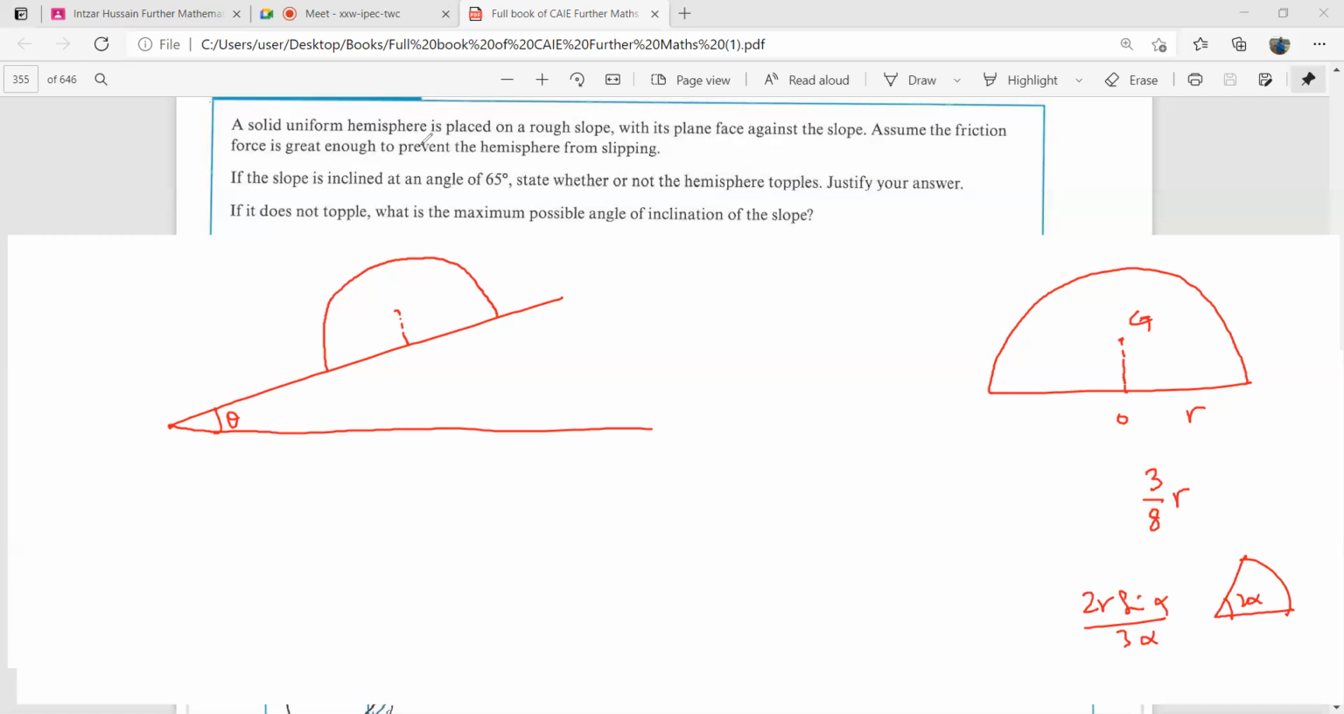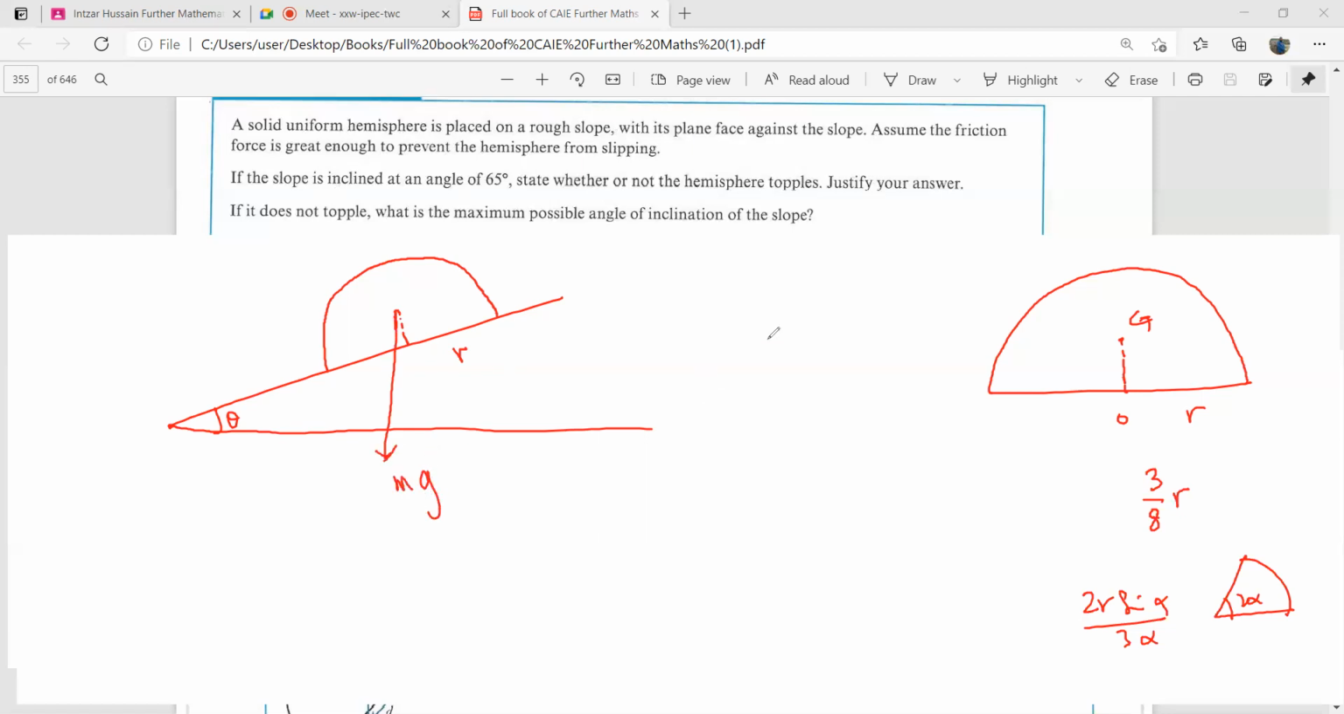What is the radius given? Let me read. The radius is not given, so we have to assume that the radius is R, and that its weight is mg.